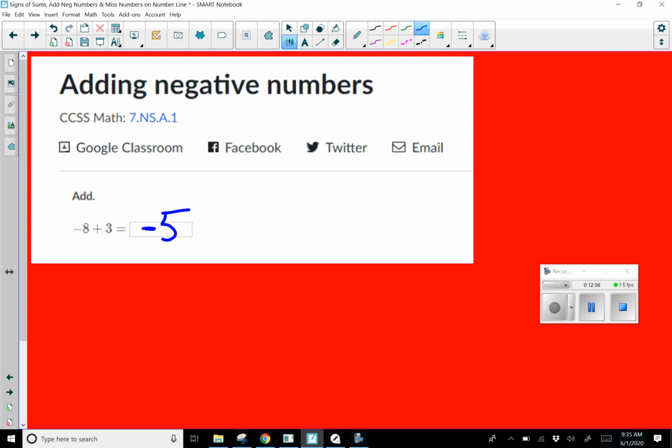Again, drawing our zero pairs, I've got 8 negatives and I've got 3 positives. Let's make our zero pairs, and then let's see what we have left over. And clearly you can see we have 5 negatives left over.